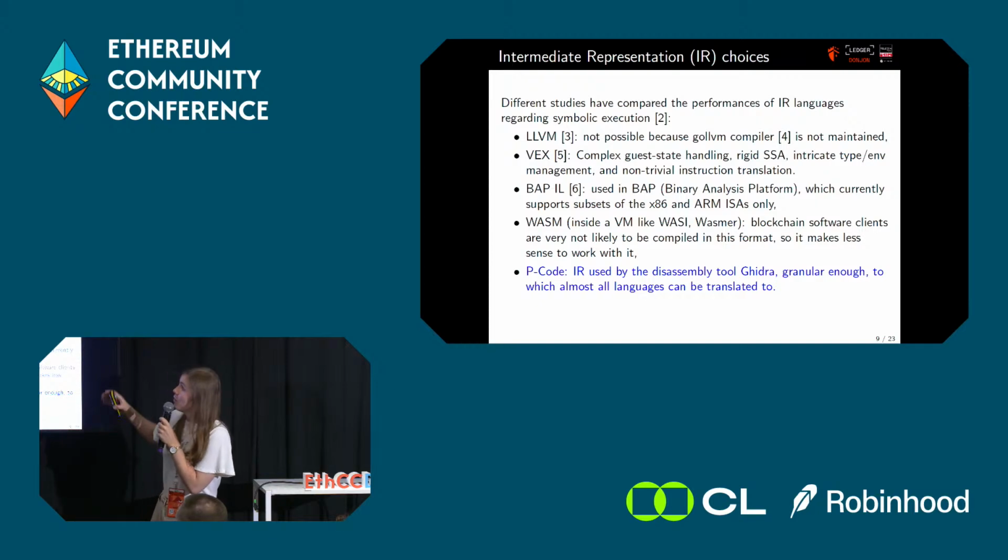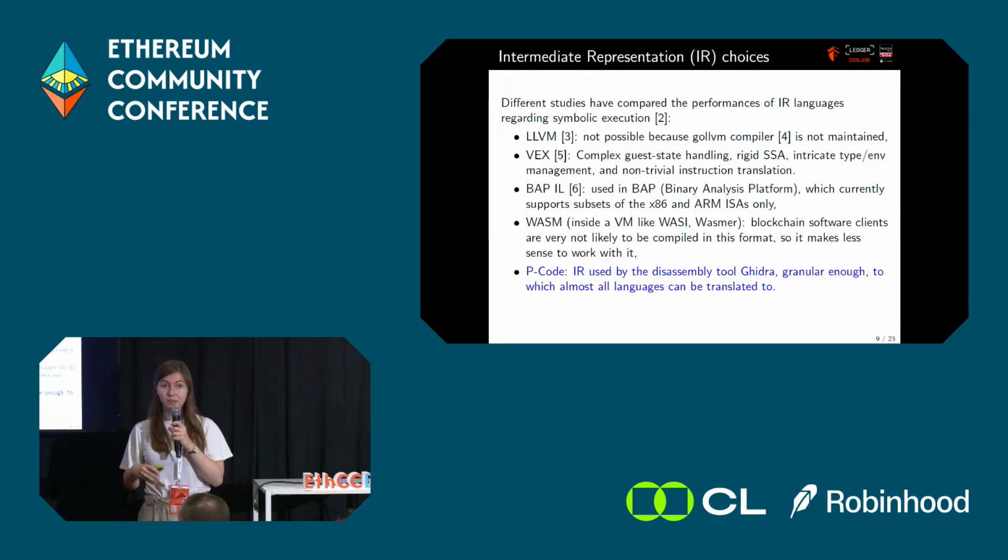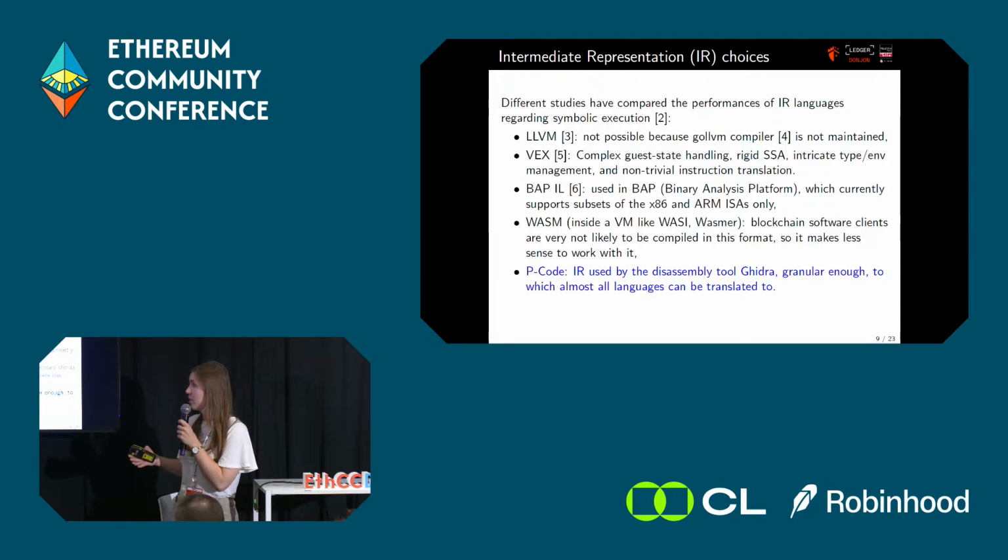First, the intermediate representation. We could have chosen others, because for instance LLVM is used a lot, but it happens that the Go LLVM compiler is not maintained anymore by the developers, so we couldn't really use it. Other specialized languages have less support than P-code has, in our opinion. So P-code is associated with the Ghidra disassembly tool. For those who do reverse engineering, this is one of the only open source, free tools that is well used and maintained, especially by the community. And it also uses an intermediate representation. So using it for our concolic execution method sounded like a good idea, especially since it's quite granular, which means that you really go down in terms of the stack.